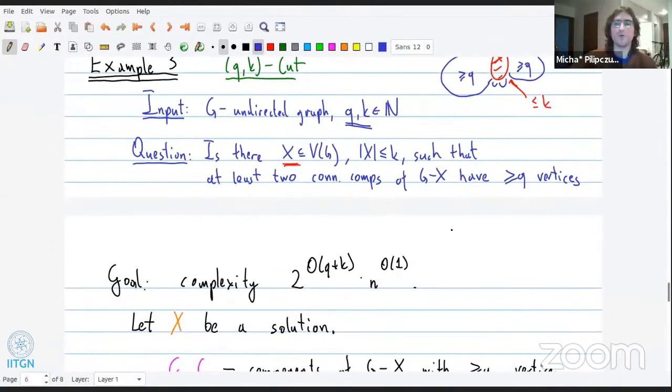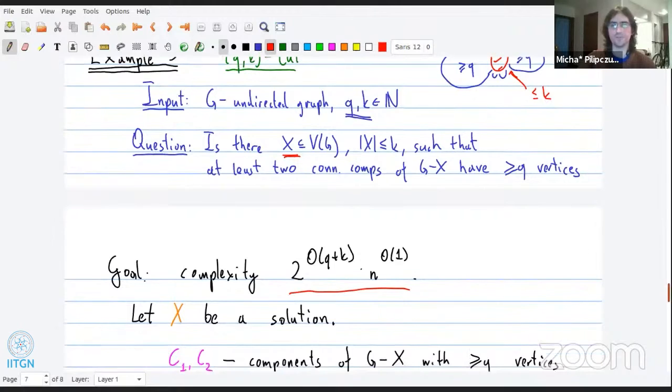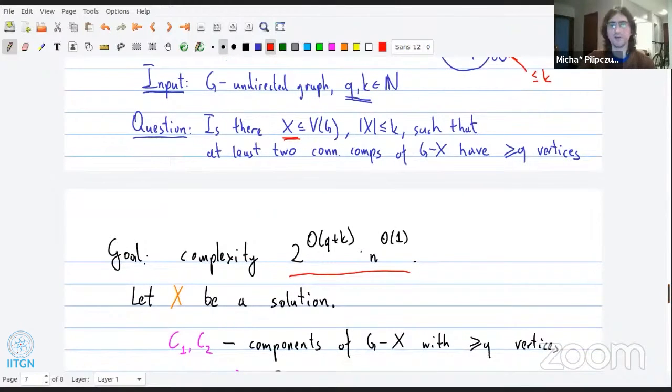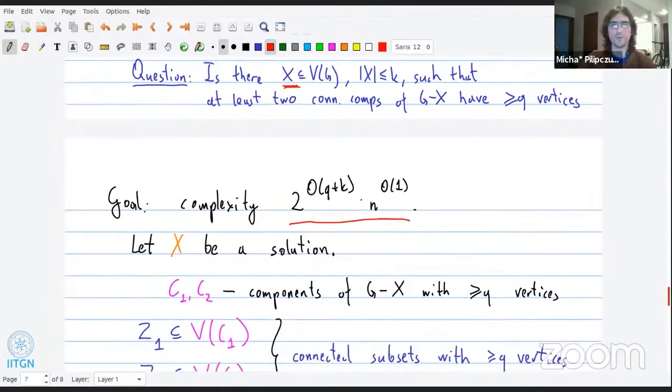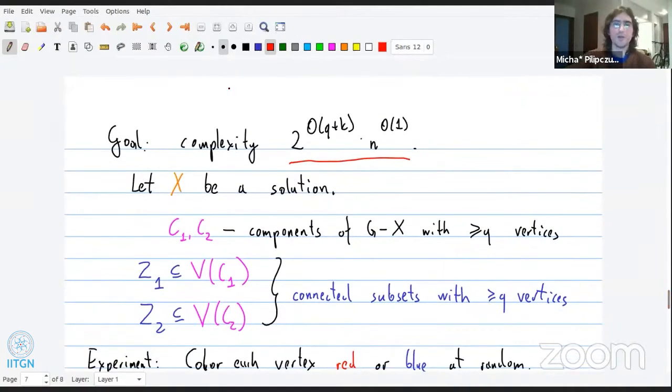So we will now make an algorithm with running time 2 power order of Q plus K times a polynomial, again an FPT algorithm. And by biasing the coin, you can also make the error probability a bit different if Q and K are not really of comparable magnitude. Good. So this is our goal.